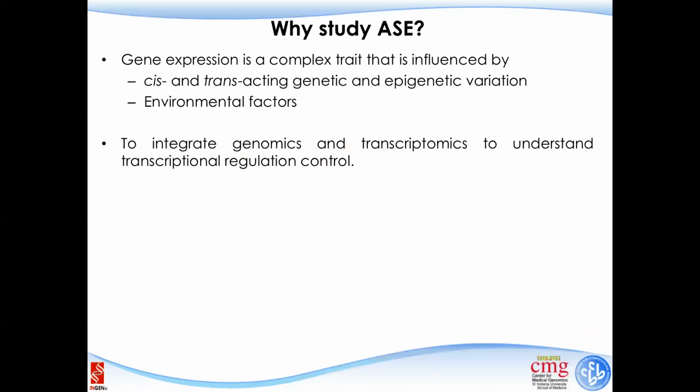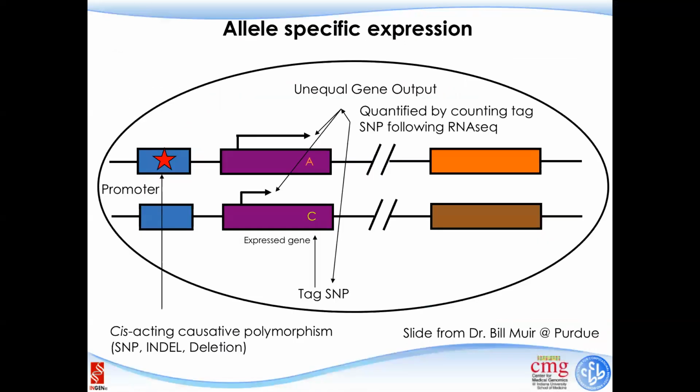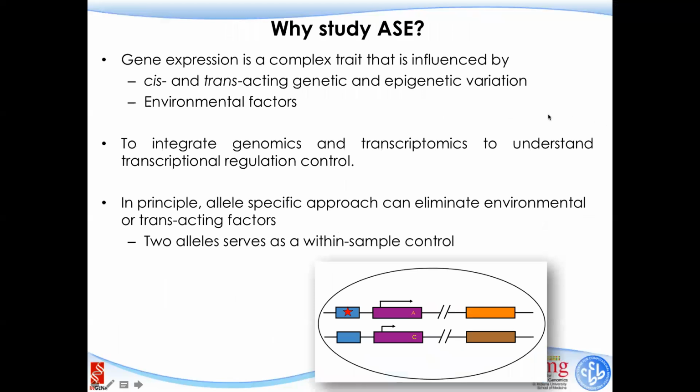We know gene expression is a complex trait that is influenced by cis and trans-acting genetic and epigenetic variants. So cis here is the promoter region, trans is on the gene body region, the coding region, and it can be genomic variation and methylation variation. Any variations there have the possibility to cause allele-specific expression. And if we really want to understand if there is a significant allele-specific expression or difference, we may need to integrate genomic and transcriptomic data, because we need to know which SNPs are there.